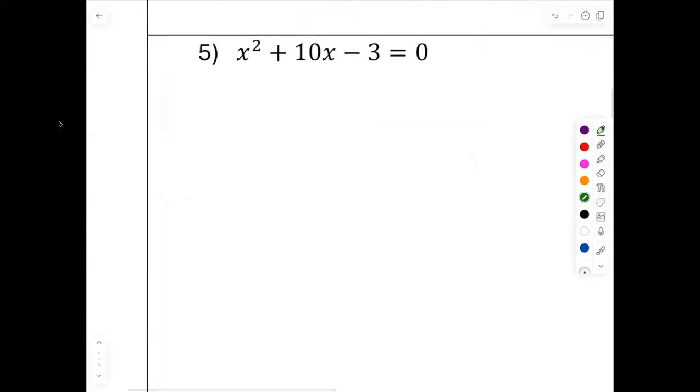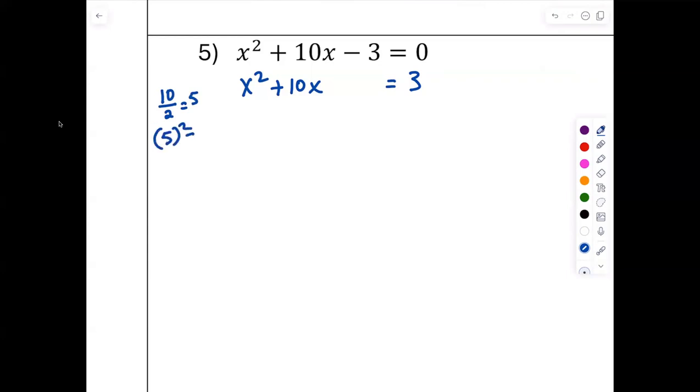All right. Step number 1. Let's see how far you get. X squared plus 10x equals 3. All right, come on, people. Now off to the side, you should say 10 divided by 2. What's 10 divided by 2? 5.